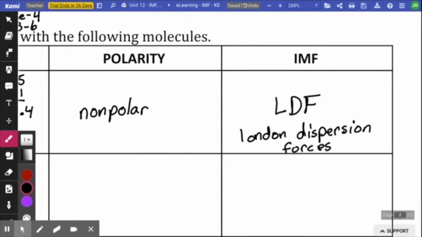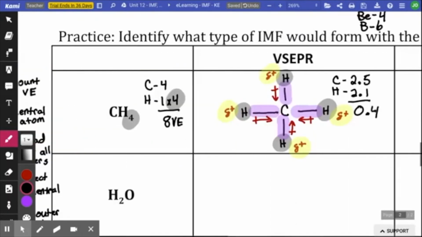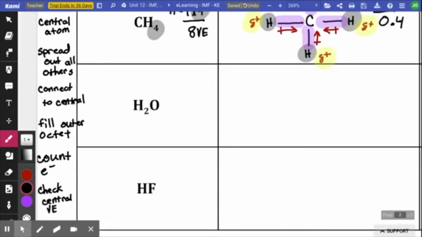Okay, and either of those answers are acceptable, LDF or London dispersion force. All right, so let's do another one. Let's try a different one. So here I've got water.